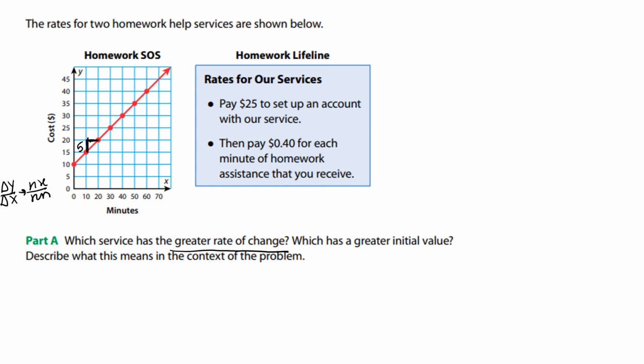Going sideways, we're going from 10 to 20 minutes. So that's going 10. Even though it's only 1 square, it's going 10 across. And so our rise over our run, our fraction, is going to be 5 over 10. 5 over 10 is equal to 1/2, or you could say 0.5. And because we're dealing with money, we can say 50 cents. So Homework SOS has a rate of change of 50 cents per minute.